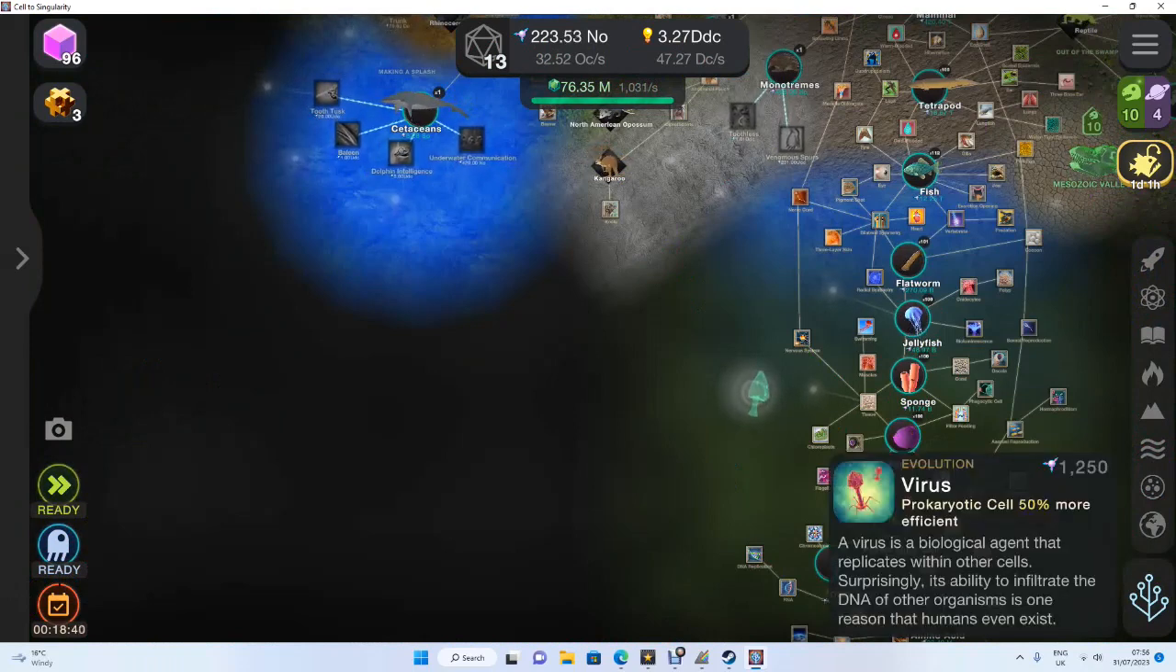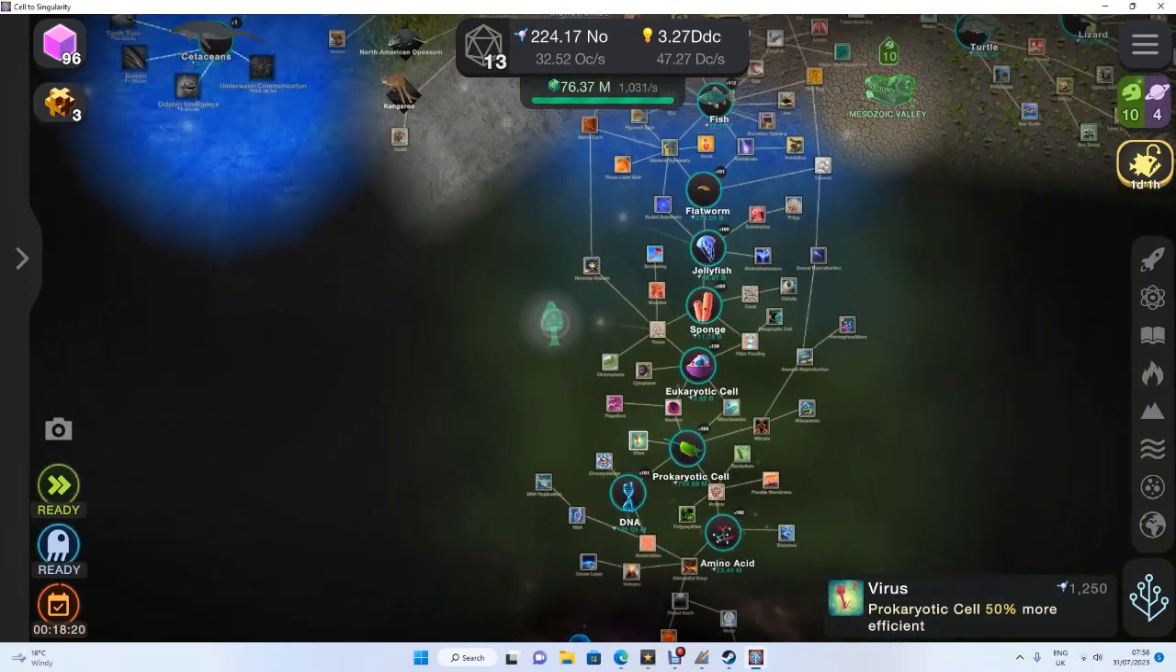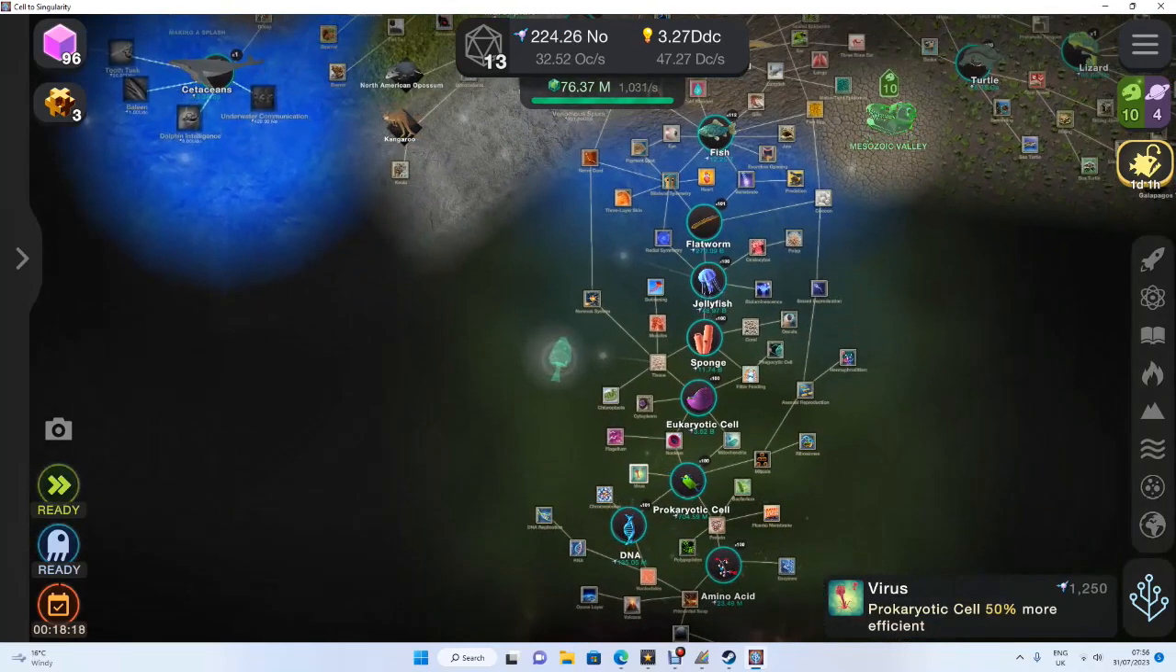Virus. A virus is a biological agent that replicates within other cells. Surprisingly, its ability to infiltrate the DNA of other organisms is one reason that humans even exist. Well, I'm glad I got those then. What am I supposed to do about that, huh? Put that in my brain, I guess. If it wasn't for viruses, we wouldn't exist. Yet they're killing us off. Even more recently.